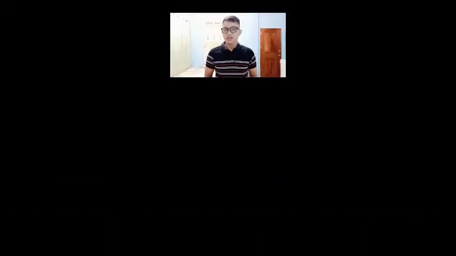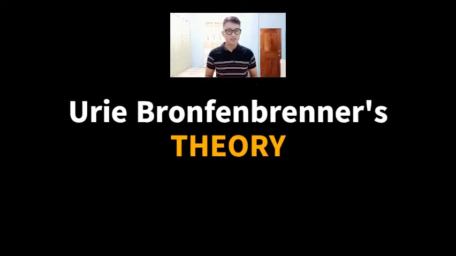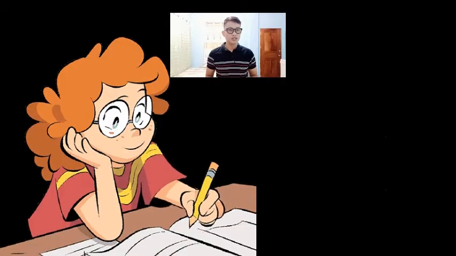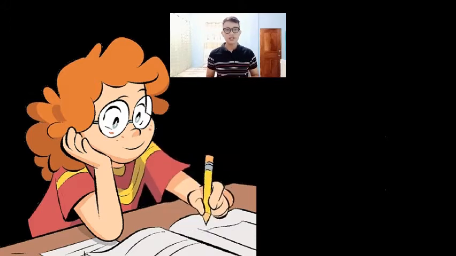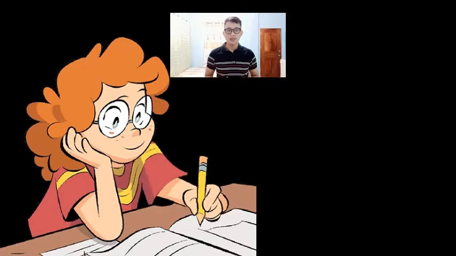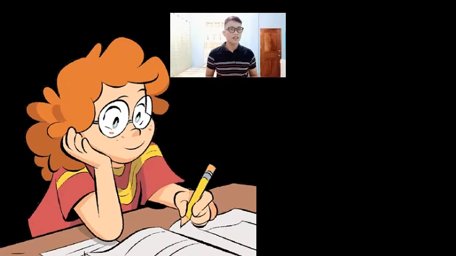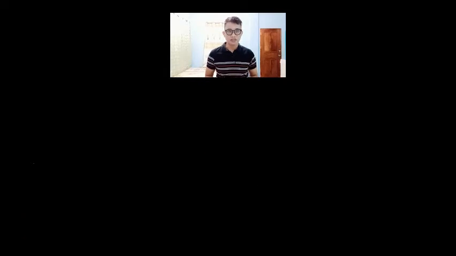Now let us proceed to the learning essentials. Urie Bronfenbrenner's bioecological model presents the learner within the context of layers of relationship systems that make up the learner's environment. So we are going to talk about five layers. What are these layers? What are these systems that really affect the learners through his or her environment? Okay, so number one is the microsystem.